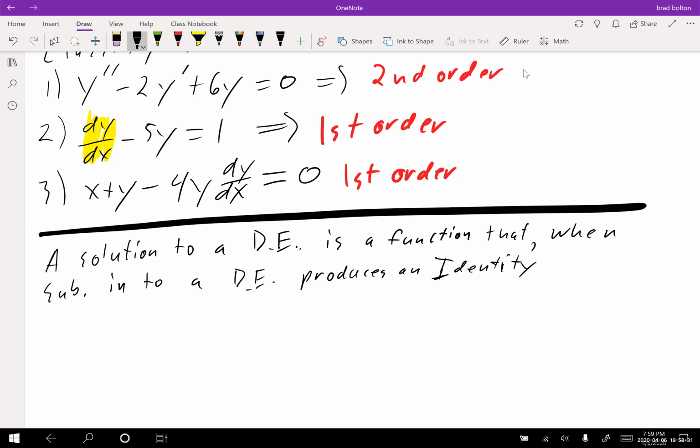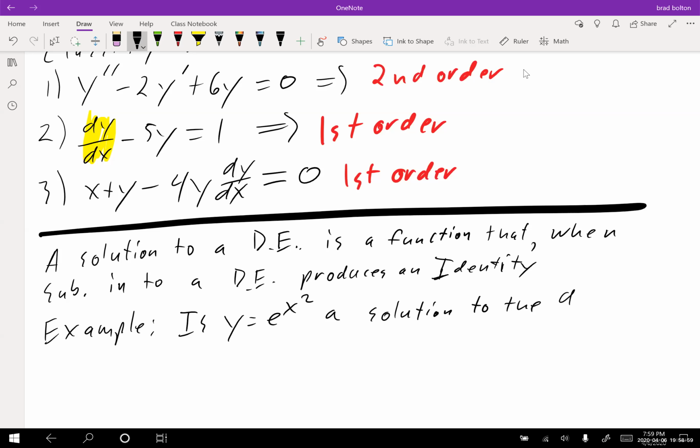So let's see what that means. An example. You might be asked, is y equals e to the x squared a solution to the first order differential equation dy dx minus 2xy equals 0. We want to know if this is a solution.